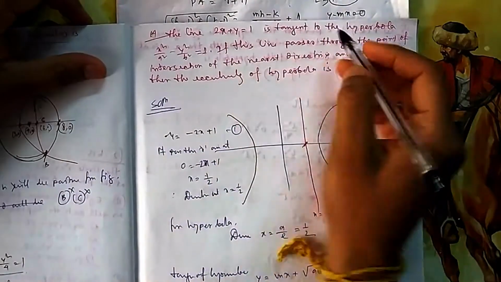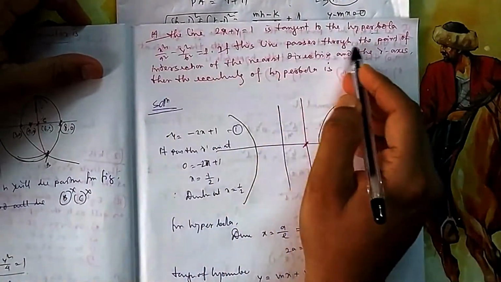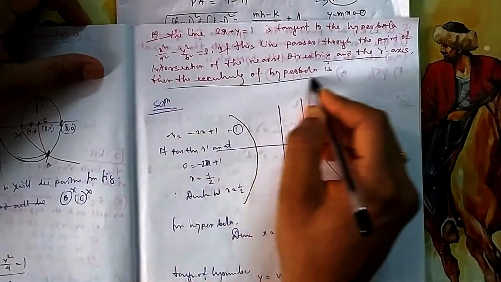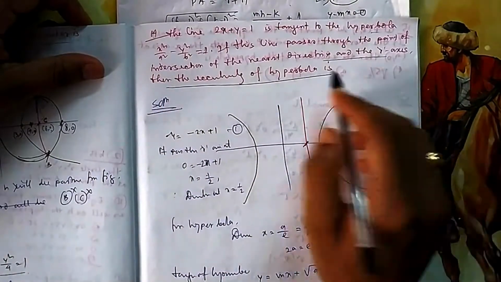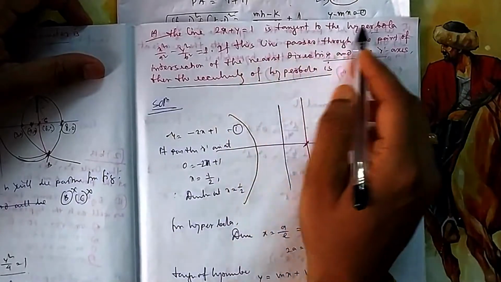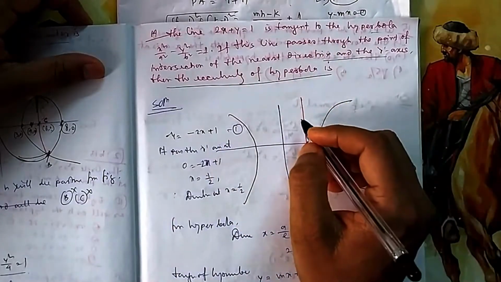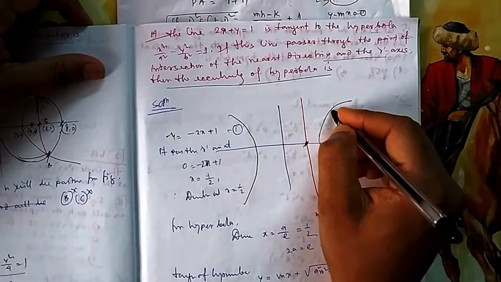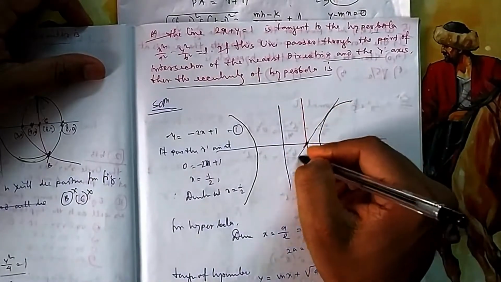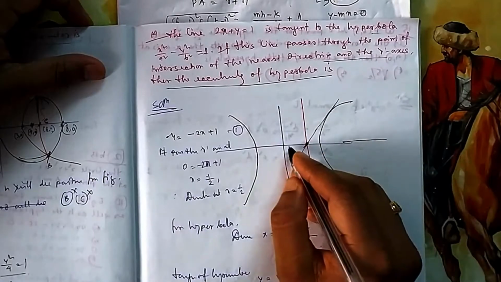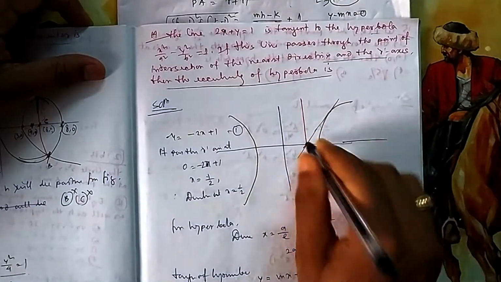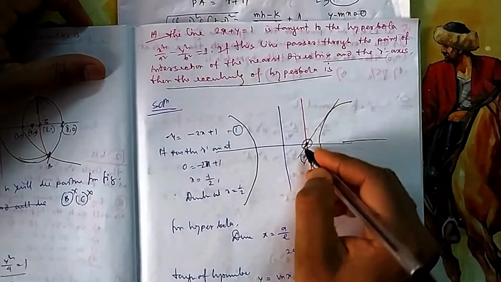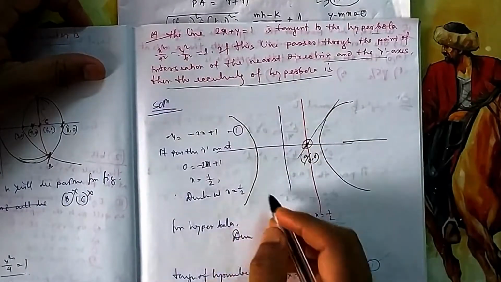14. The line is a tangent to the hyperbola this. If this line passes through the point of intersection of the nearest directrix and the x-axis, then find the eccentricity of the hyperbola. So what they are saying is that this line is a tangent to the hyperbola, and it passes through the point of intersection of the nearest directrix and the x-axis. So the point of intersection is nothing but a by e, 0. So the tangent is passing through this. So you can calculate a by e.